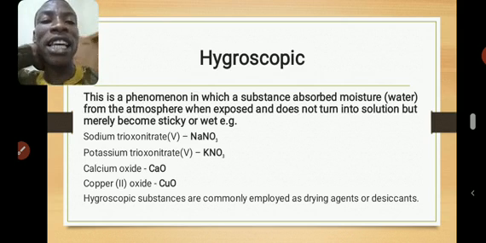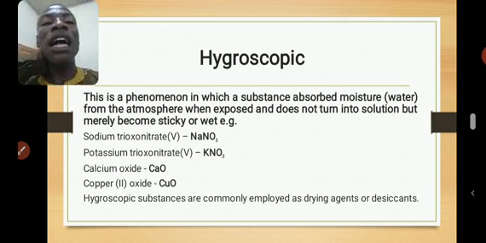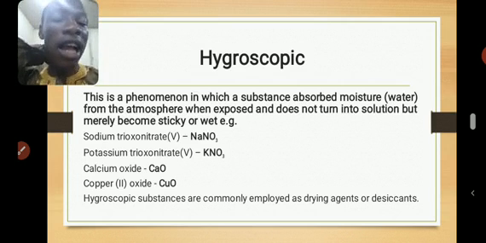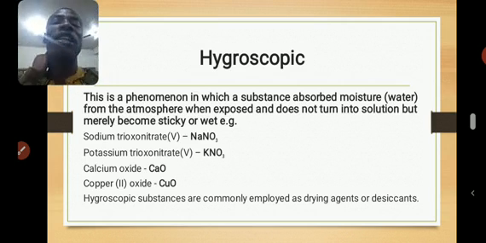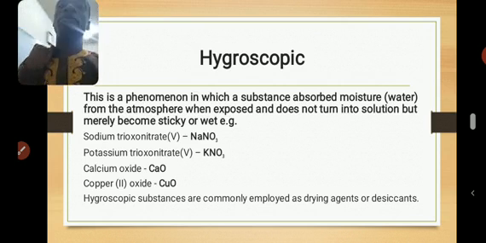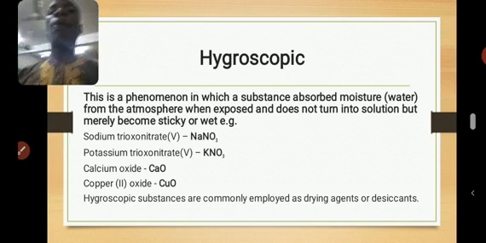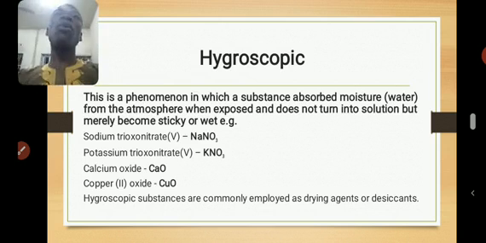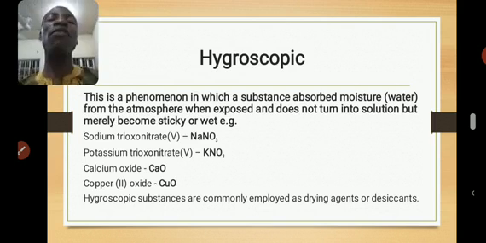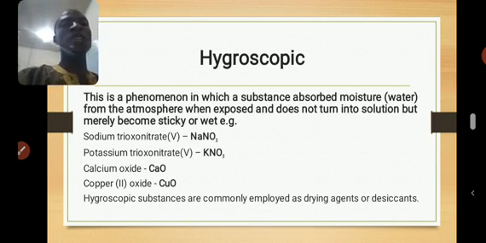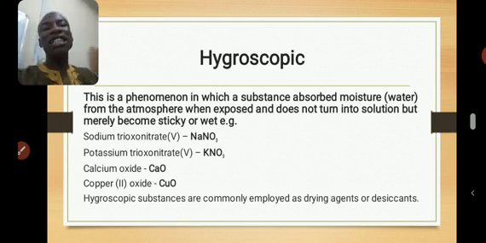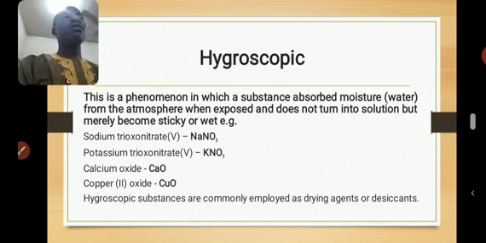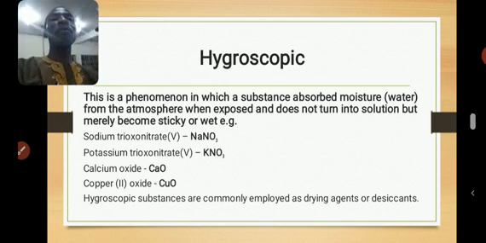Potassium nitrate, KNO3. Calcium oxide and copper(II) oxide. They are hygroscopic substances. Now there's something about these hygroscopic substances. Because of their affinity for water, because they can absorb water from the atmosphere when they are exposed to it, they are usually used as drying agents in the laboratory. You can put them inside a desiccator.